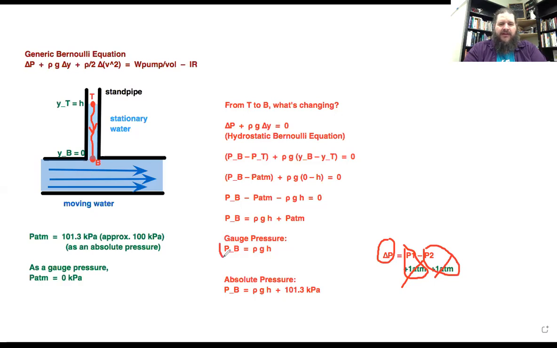And that means the gauge pressure at the bottom of the standpipe is just rho g h. In other words, directly proportional to height. Any questions on that so far?